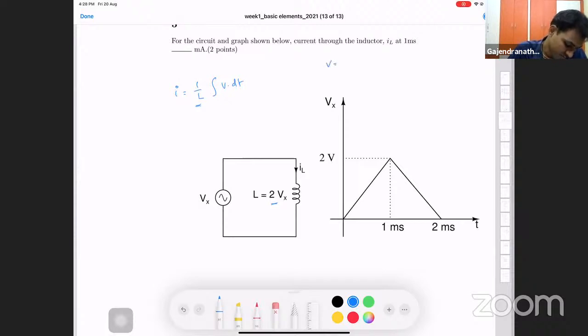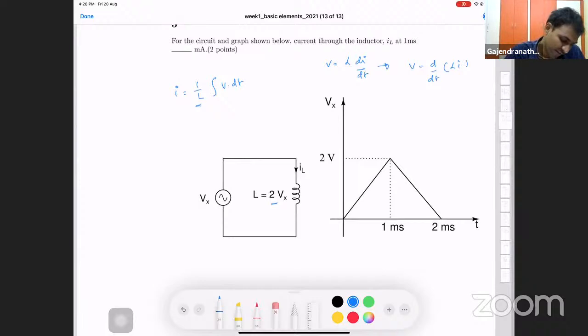So V equal to L di by dt. This is the relationship you write for a constant inductor. But if the inductor is a function of time, then you cannot write it that way. You have to write it as V equal to d by dt of L times I. Now L also is a function of time, and the voltage across it also is a function of time, so you cannot separate it this way.